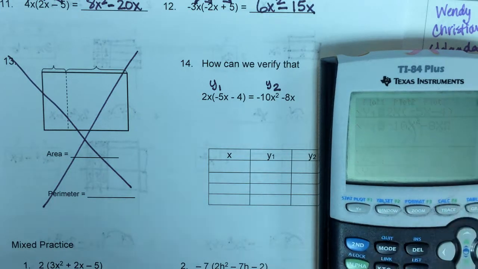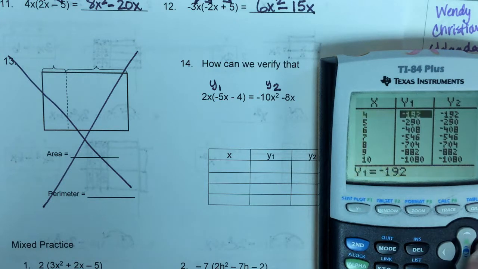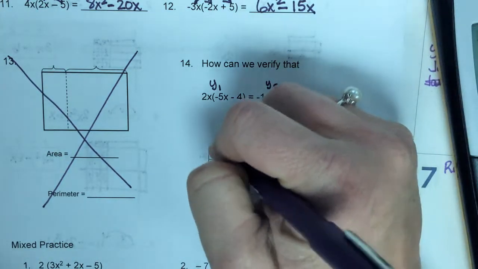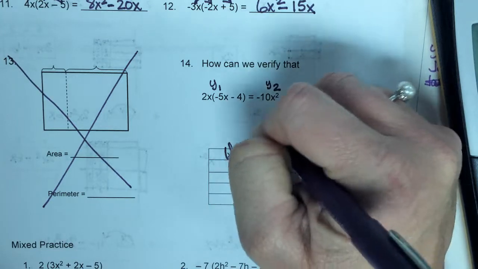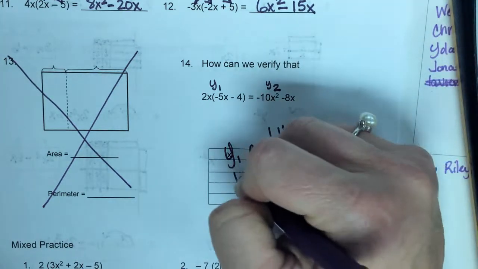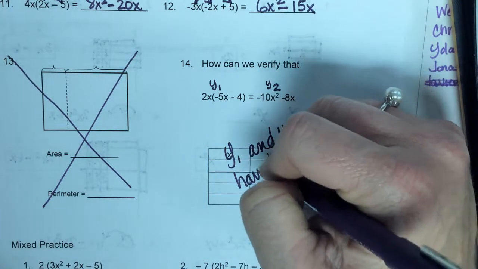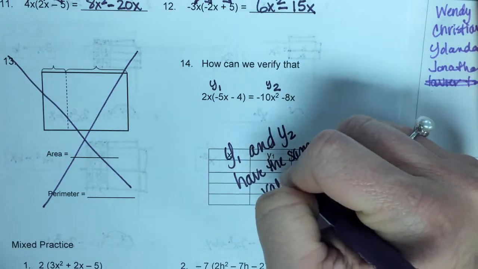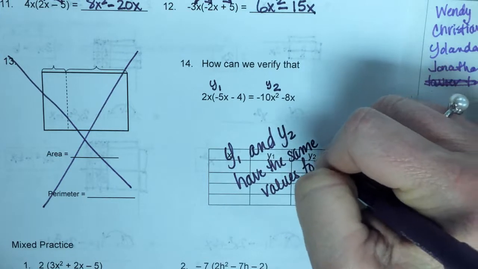So let's go to the table, and what I see is that all of my y1 and y2 values are the same, so that's how I know that my equations are the same. So we'll say y1 and y2 have the same values for all.